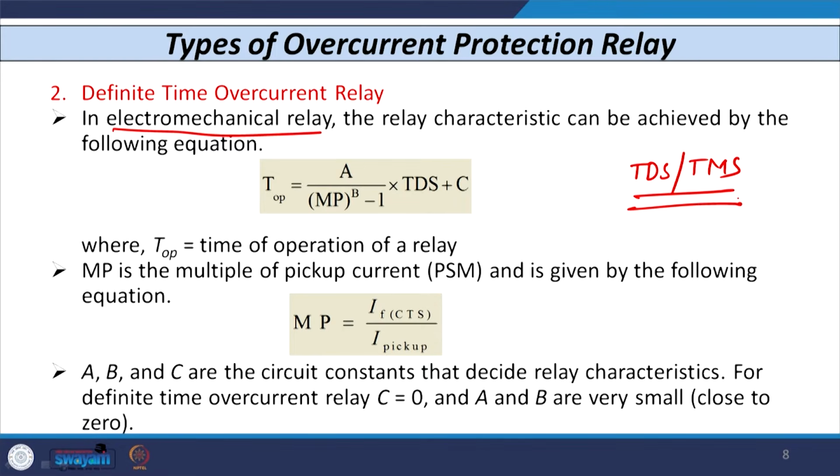On the same equation, if I consider A, B and C, then capital A, capital B and capital C, these 3 are the constants, and these 3 constants depend on what type of characteristic you want to obtain, and that is to be decided at the time of design of the relay. So, normally for definite time overcurrent relay, the value of capital C is considered as 0, and the values of capital A and B are almost close to 0, and if you put these values in this equation, then you can calculate the time of operation of the definite minimum time relay.